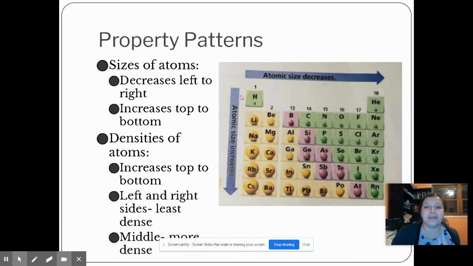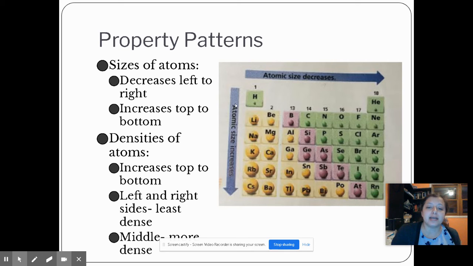Atomic size, so how big is the atom? It's going to decrease as you go across. You can see that here if you look at period 2. So this would be 1, 2. You start with lithium. He's a decent size. Go all the way across. Look at fluorine and neon. Pretty small, right? They're a lot smaller than lithium.